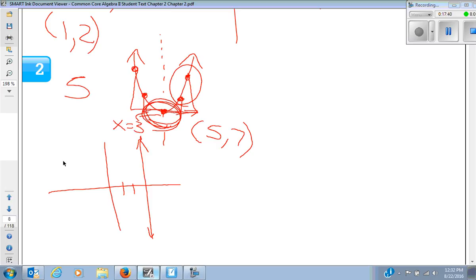X equals 3 is the equation of that line. Because no matter what happens, what is my X value? How far have I gone over? I've gone over to the right 3. How far have I gone over to get to this point? Still 3. What did I change from this point to this point? Which is how high I went up. By the way, does how high I go up change how far I go over? This is going to be a constant. X is always going to be 3. Whenever you have a vertical line, it's always an X equals equation.